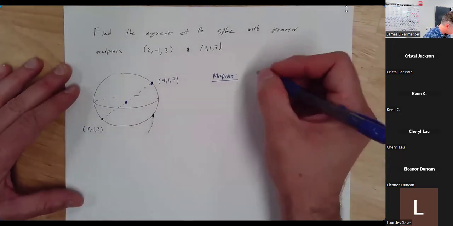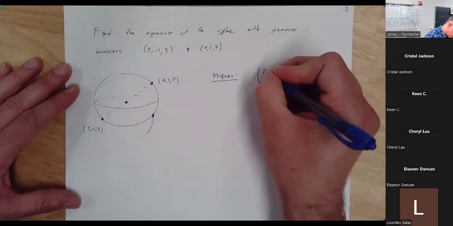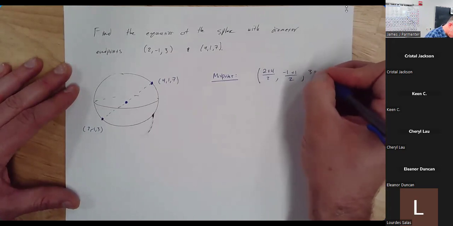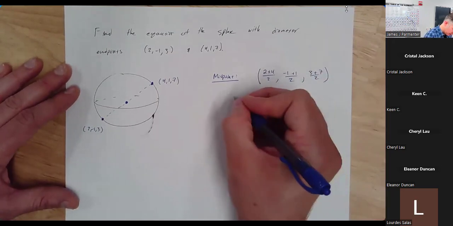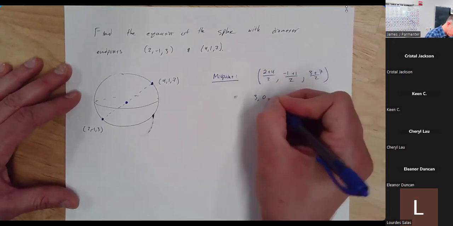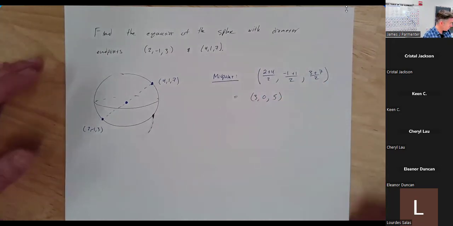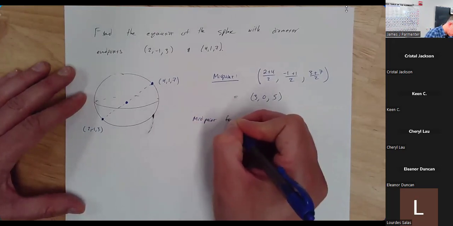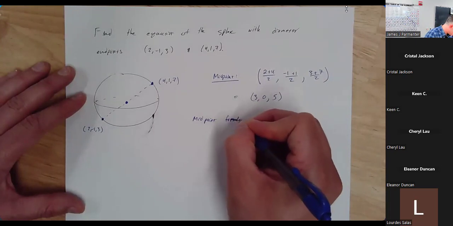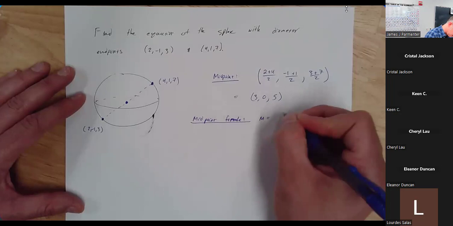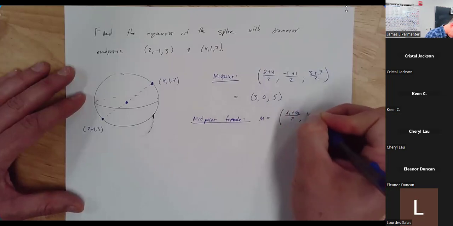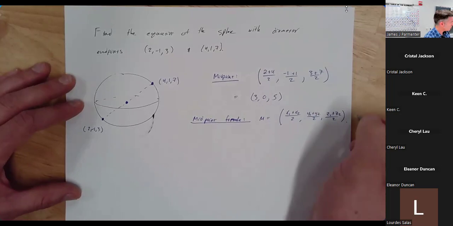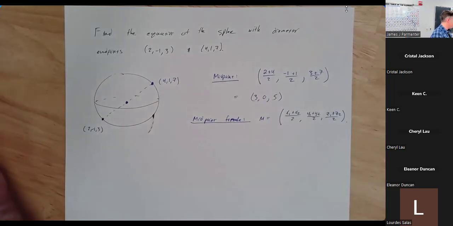So the midpoint of these two points is just going to be (2 plus 4) divided by 2 for the x coordinate, (negative 1 plus 1) divided by 2 for the y coordinate, and (3 plus 7) divided by 2 for the z-coordinate, which ends up equaling 6 over 2, 0 over 2, and 10 over 2. So there's your midpoint. More generally, the midpoint formula is just going to be the average of the x-coordinates, the average of the y coordinates, and the average of the z coordinates. But really, if you just think about it as an average, it's really hard to forget that formula.